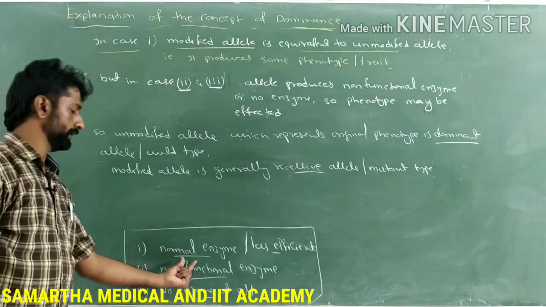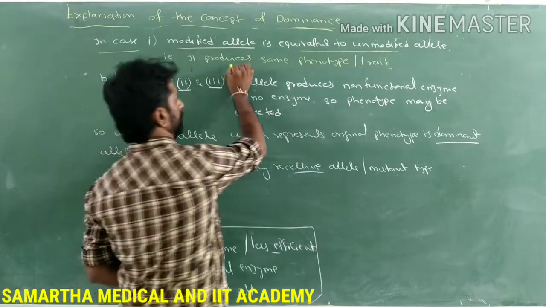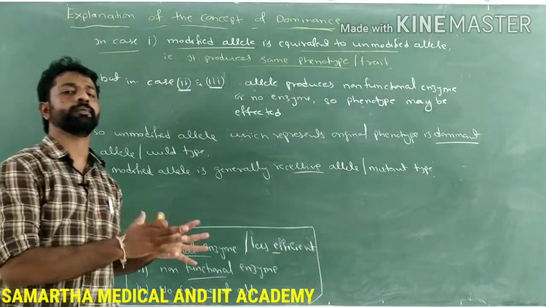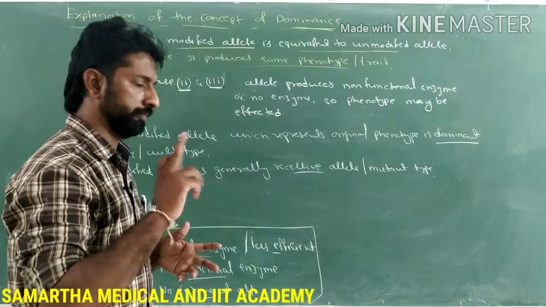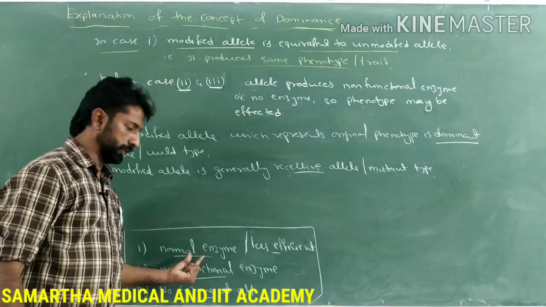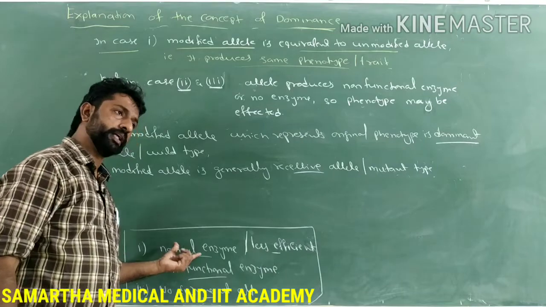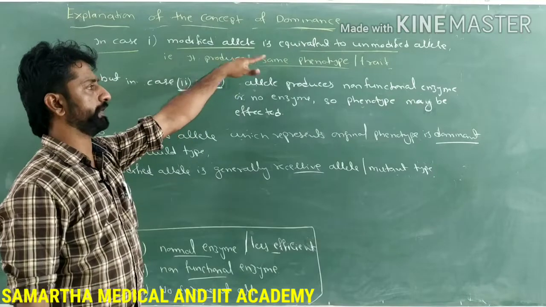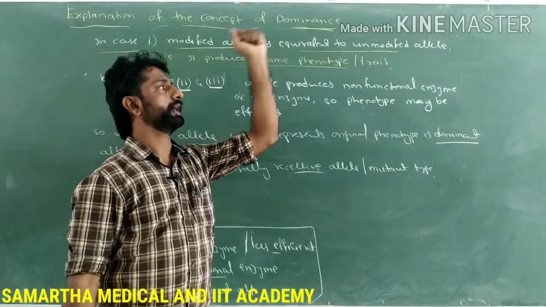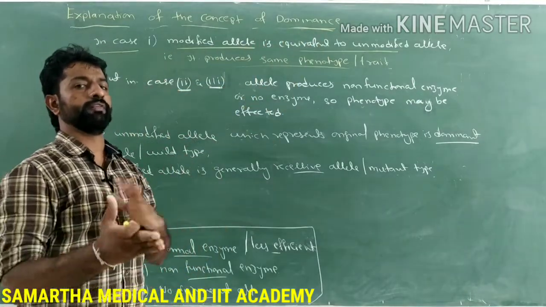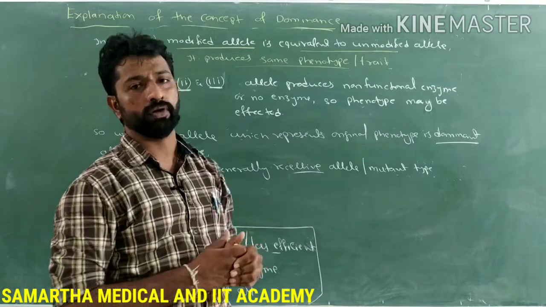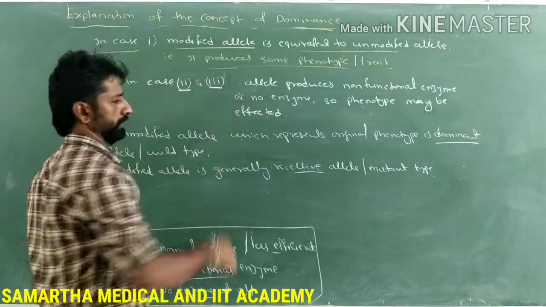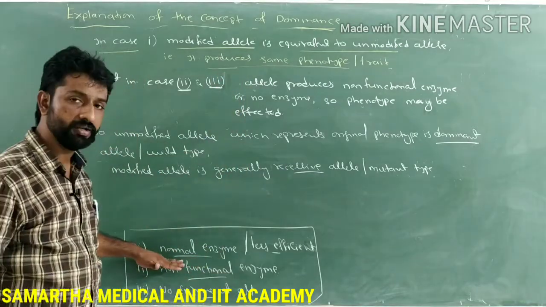Only when the normal enzyme is produced does it produce the same phenotype or trait as that of the unmodified allele. When the mutated or modified allele produces the normal enzyme that codes for the expression of the original phenotype as that of the unmodified allele, there is no difference between the modified allele and the unmodified allele. Is it clear? That is one possibility. That's what happened in the first case.